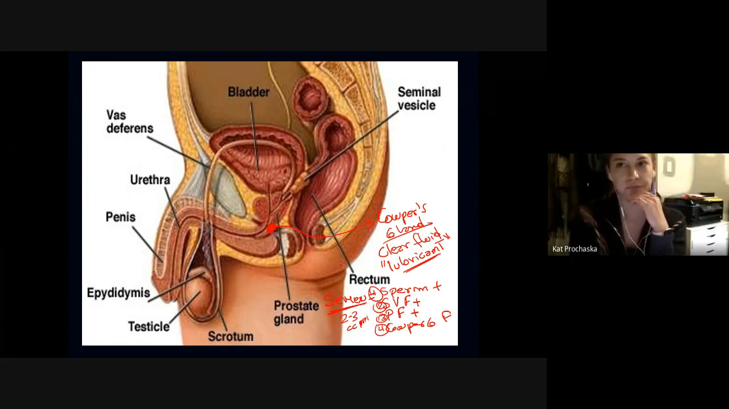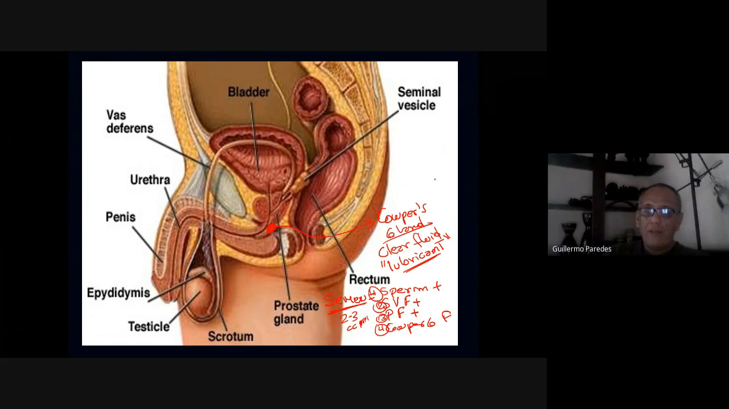There are other glands around the lumen of the penile urethra, called the Littre glands. Just forget that. I don't know why the textbooks don't teach that, but anyhow, whatever. So just remember four of them.